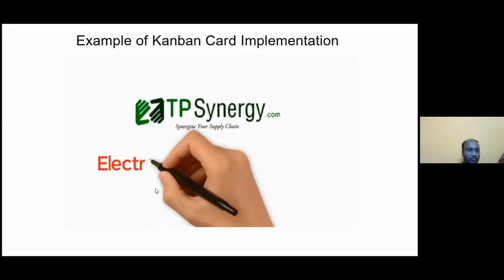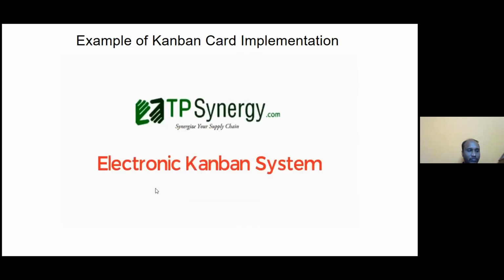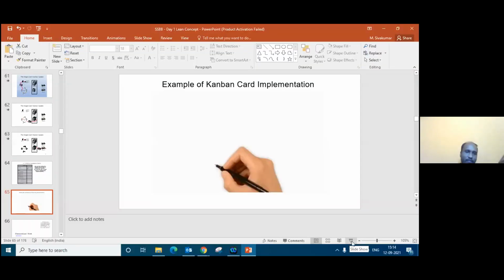TP Synergy, electronic Kanban system. Meet Mr.